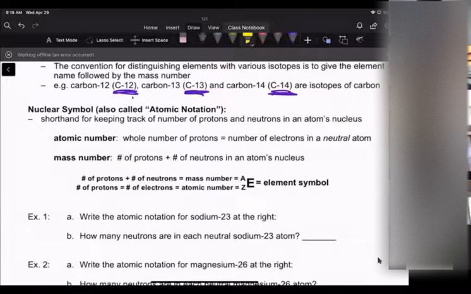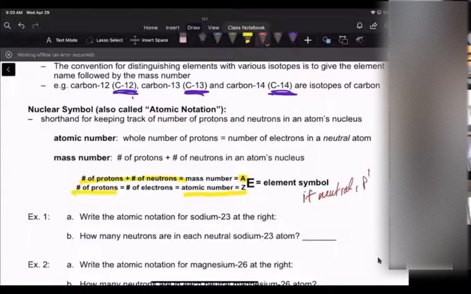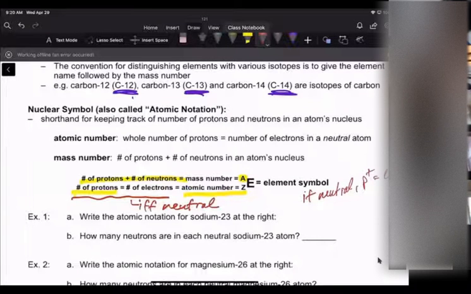So we have the mass number. That's the number of protons plus neutrons. That is a whole number, an integer value, no decimals. And we have the atomic number. That equals the number of protons. Now, if it's neutral, then the protons equals the electrons. And I wrote IFF, that's if and only if the atom is neutral, then the protons equals the electrons.